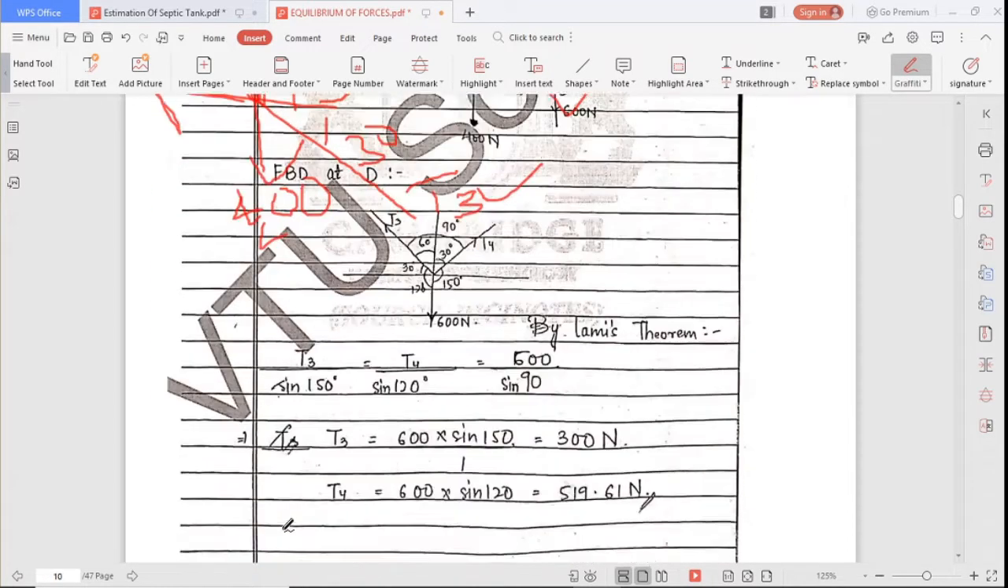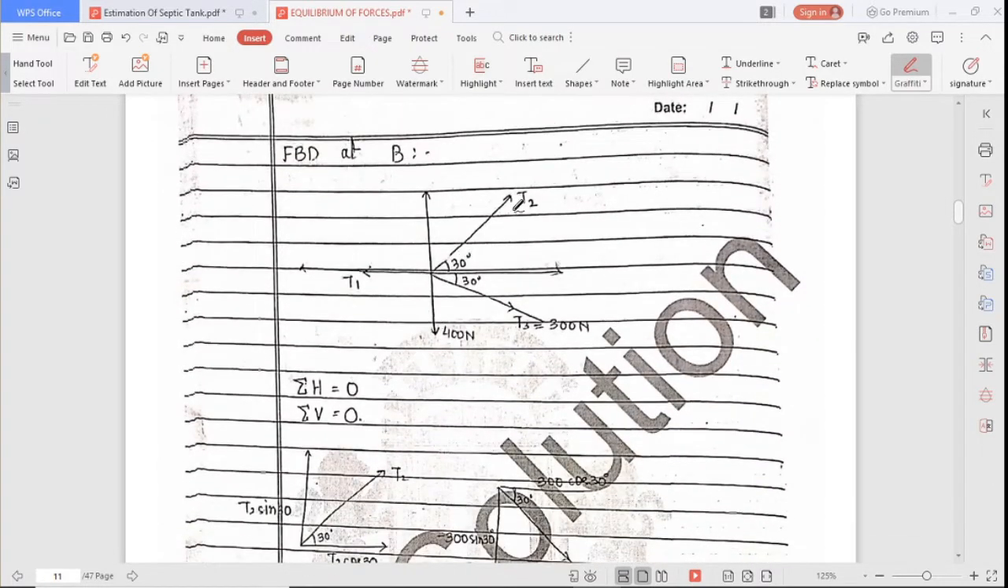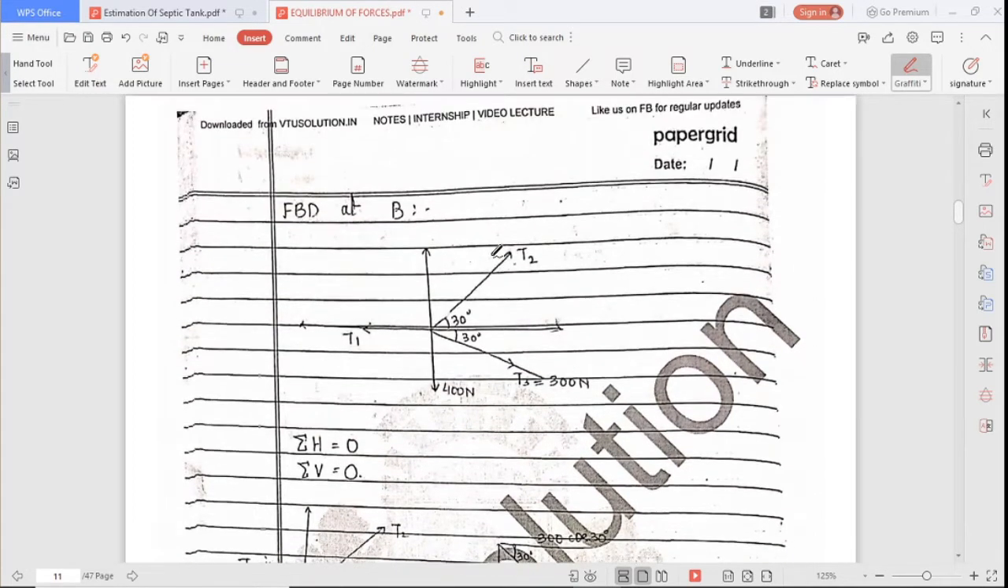FBD at B. So what we are doing? So FBD at B and C here: T2, T3, T1, 400. Okay, as this. So now we can't apply Lami's theorem because we have four forces, right? Now we can apply the concept of equilibrium, that is sigma H equal to 0 taking left to right as positive.